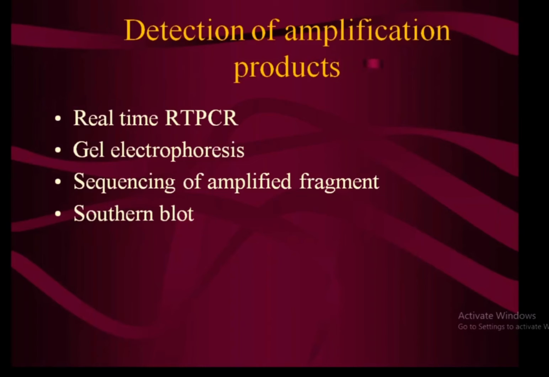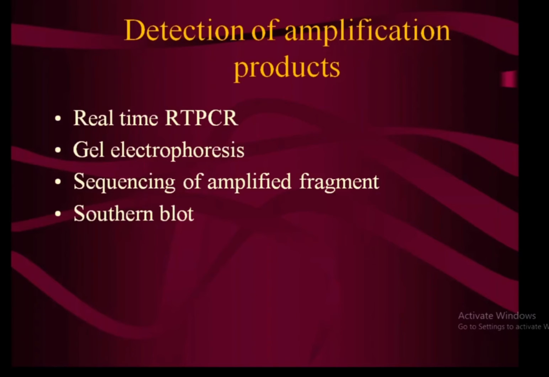Now, how do we detect the amplification products? It is by real-time RT-PCR, gel electrophoresis, sequencing of the amplified fragment, or Southern blotting. We'll be discussing real-time RT-PCR in detail. In gel electrophoresis, the end products are placed on a gel, and two electrodes are placed at the ends of it. The higher the mass, the lesser the movement of the fragment. So it depends on the size of the nucleic acid.